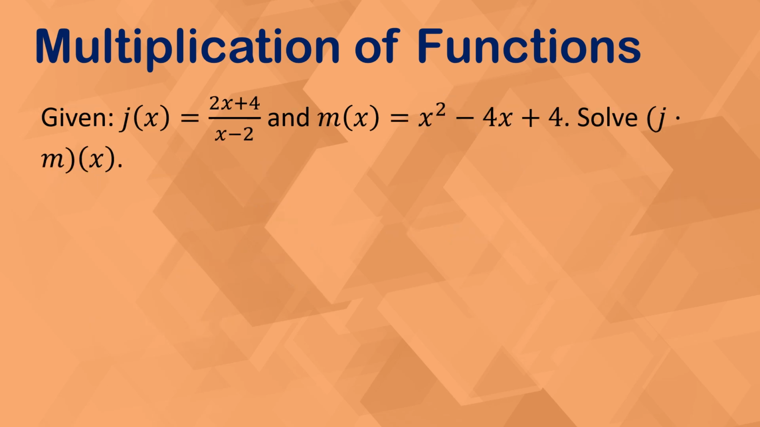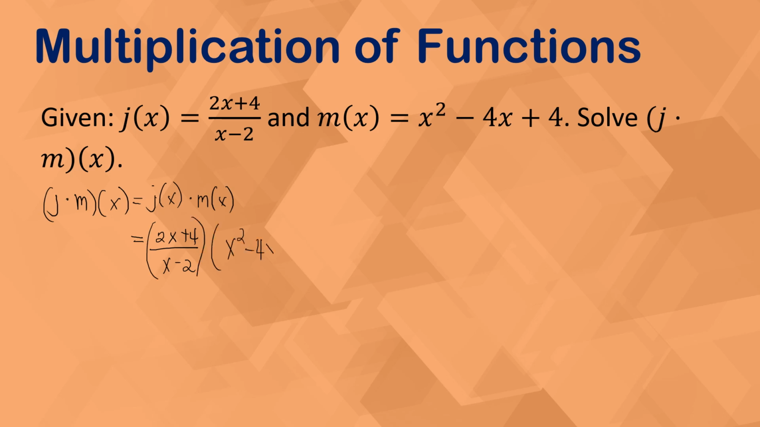Let's have our fifth example using j and m functions. J of x is equal to 2x plus 4 over x minus 2, while m of x is equal to x squared minus 4x plus 4. We solve for the product of j and m. So j times m of x is equal to j of x times m of x. J of x is 2x plus 4 over x minus 2 times x squared minus 4x plus 4.